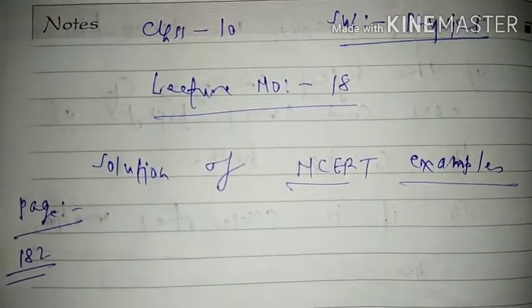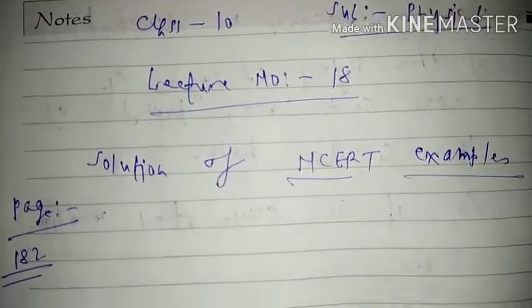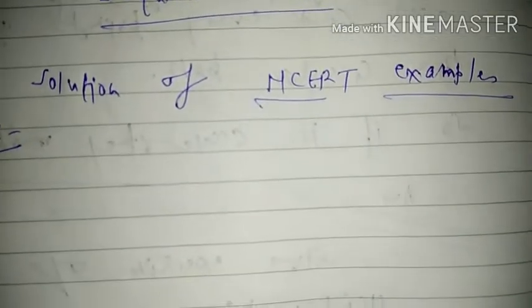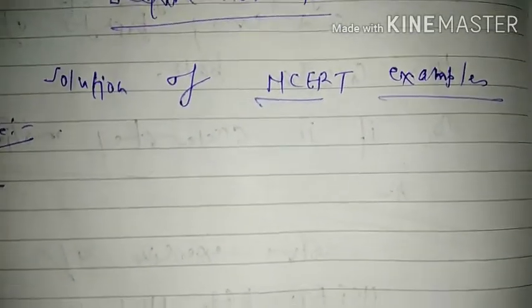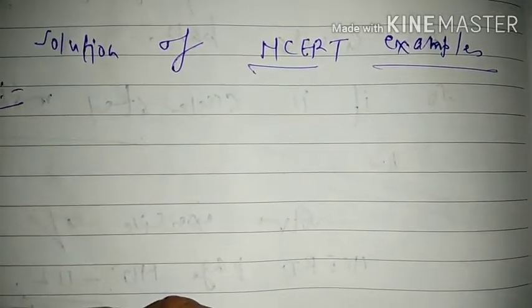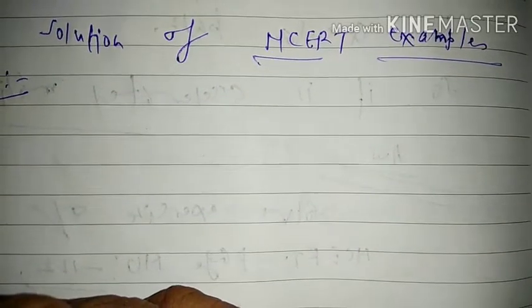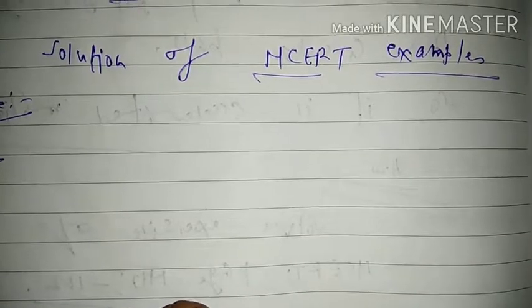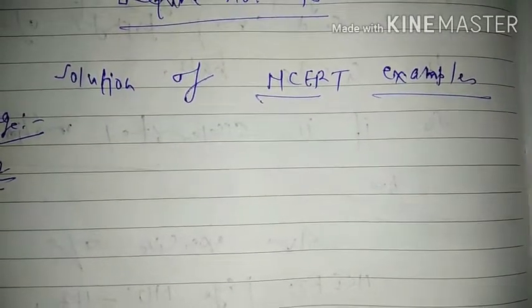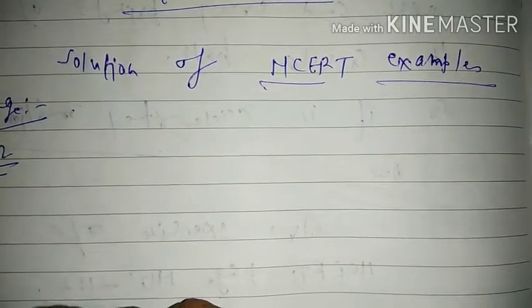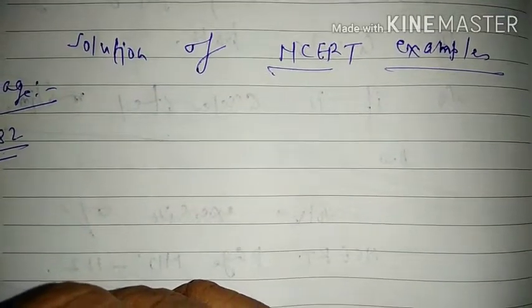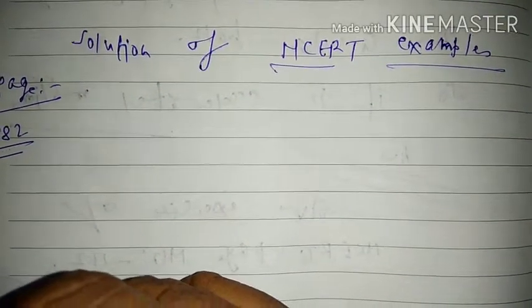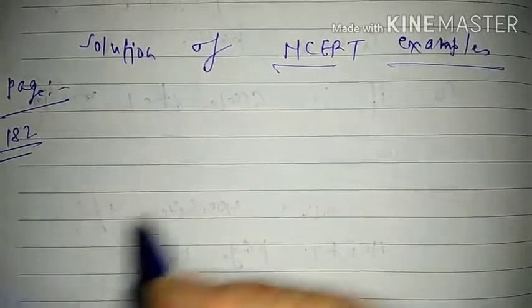Hello students, in my last class I had explained lens formula and magnification by lens. Also we had discussed sign convention. Now today we shall use the concept of sign convention to solve numericals. So first of all we solve examples of NCERT page 182.